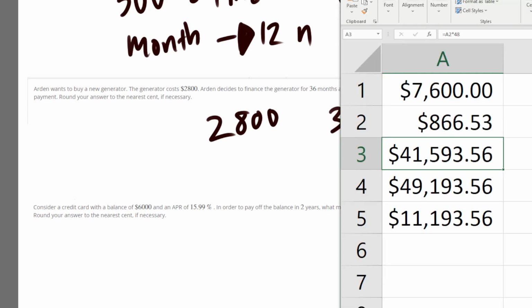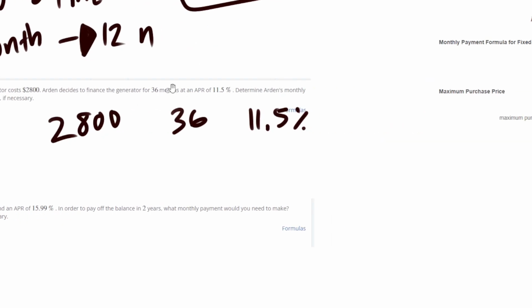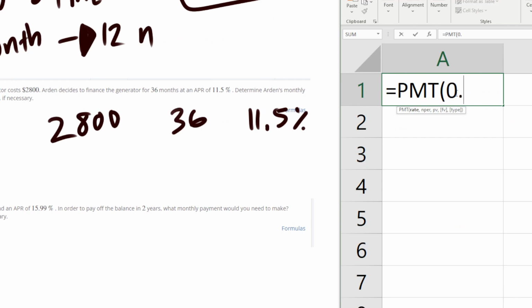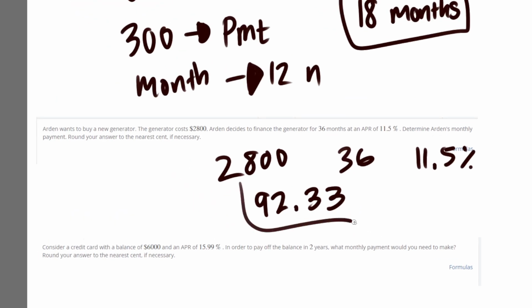So what we'll do is we'll go up to Excel, delete, and then equals, and then payment. And then for our rate, it's 11.5. So 0.115, and it's monthly payments. And then comma, negative 36, comma, 0, comma, 28,000. Well, not 28,000, 2,800. And so we'll do that, and it should be $92.33. That's how much our monthly payment is for this generator.